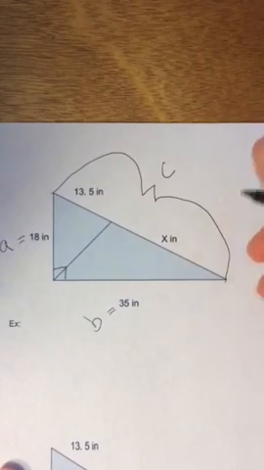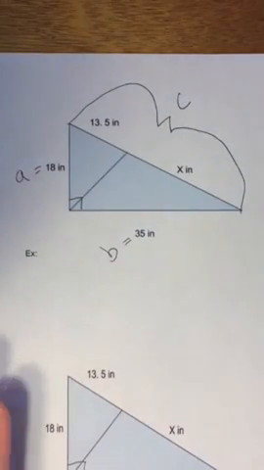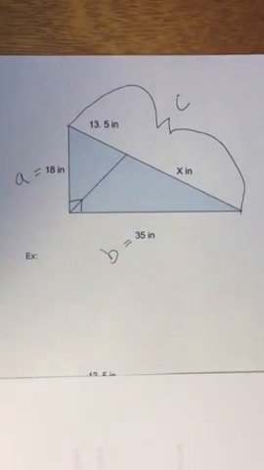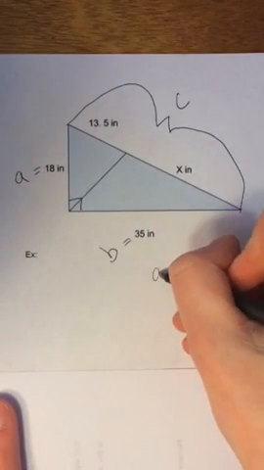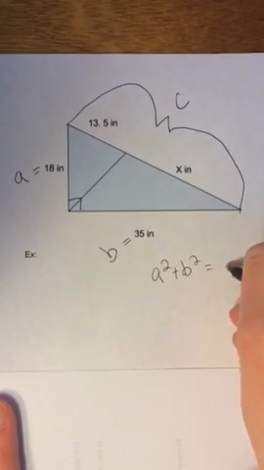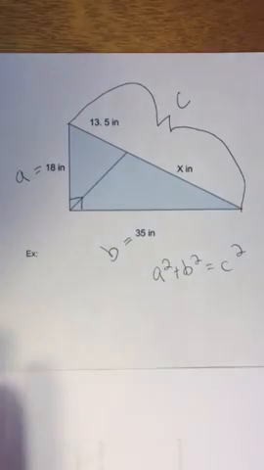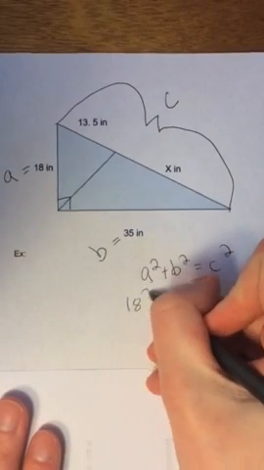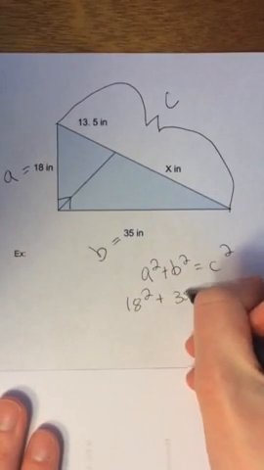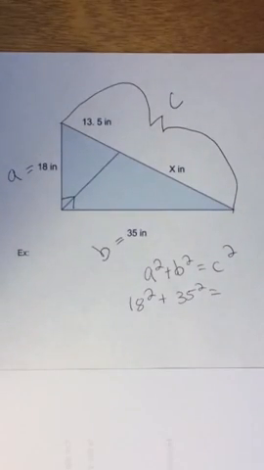So again, I'm still using the same formula. I'll write it down here so you guys can see everything. Let me cover this up so as not to confuse you. So we have A squared plus B squared equals C squared. So the A and B are easy, right? A is 18 squared plus B, which is 35 squared, equals now C squared.